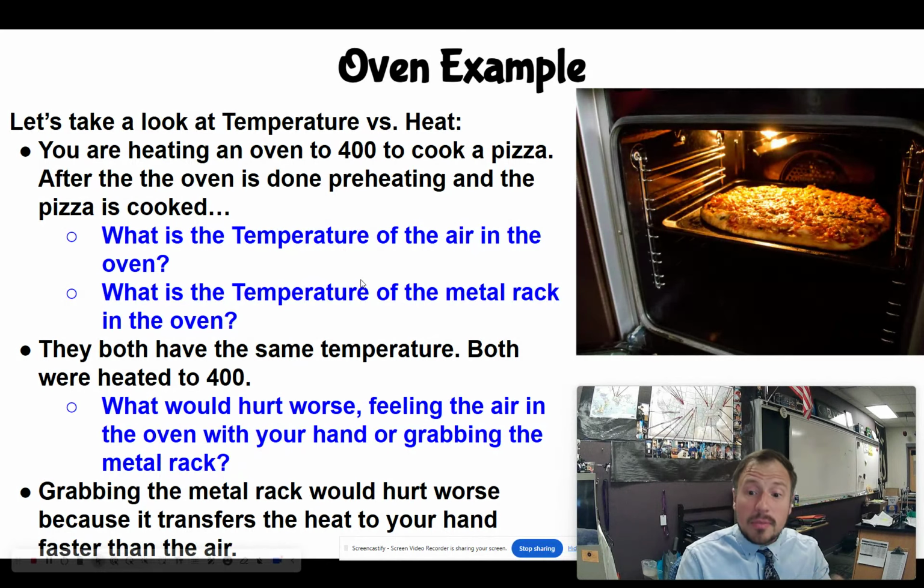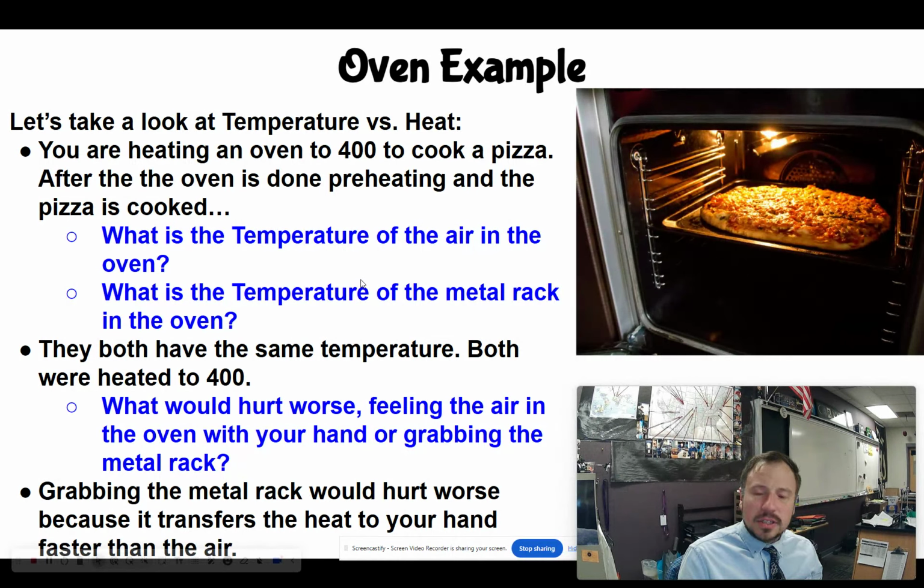But if you grab the metal rack, you are definitely going to feel that, it's going to burn, even though they're at the same temperature. But what happens is metal conducts heat better, so it's going to transfer a lot more heat energy to you more quickly, so it's going to hurt you more, right?